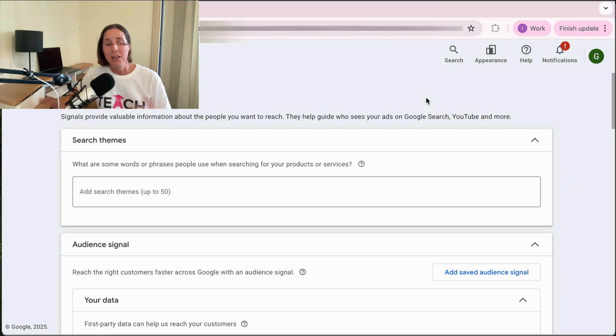So what do you include in your audience signals? Well, here's what a strong audience signal could look like. The first is search themes, as you can see here. Think of it like keywords, but it's not bound by keywords like a traditional search campaign would be. So here is where you would put in your best keywords and as many keywords as you think are relevant, that are the best keywords that relate to your business.